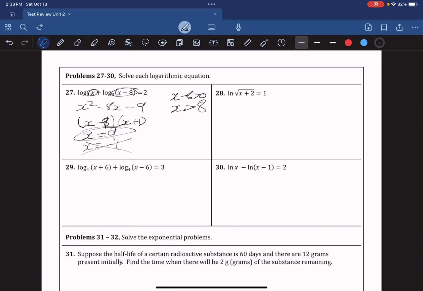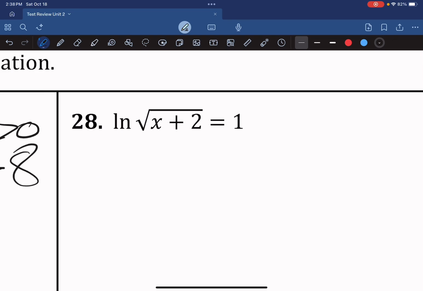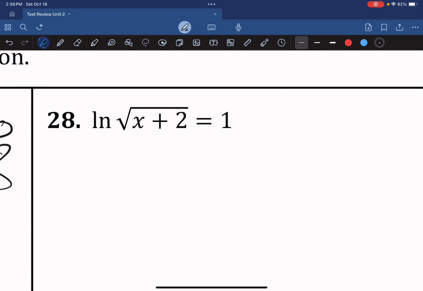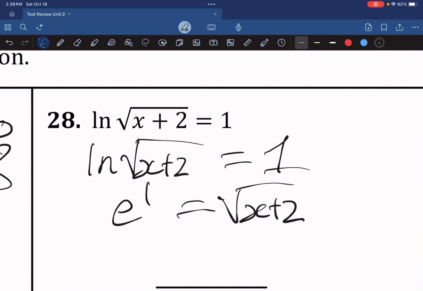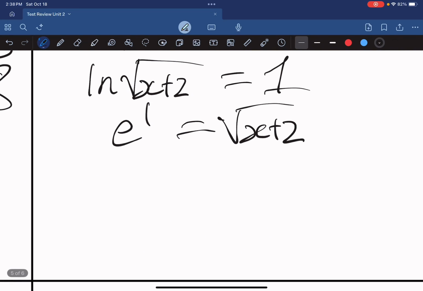Which one looks hard here? Let's do this one. This one uses a square root, and everyone freaks out whenever they see square roots. But don't be scared, because square roots are actually some of the easiest ones to do. So let's get that logarithm out of there. It'd be e to the 1 equals root x plus 2, if you just change it to exponential form, which you should know how to do.